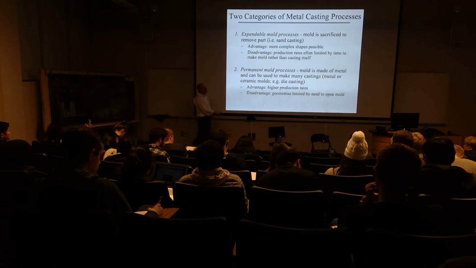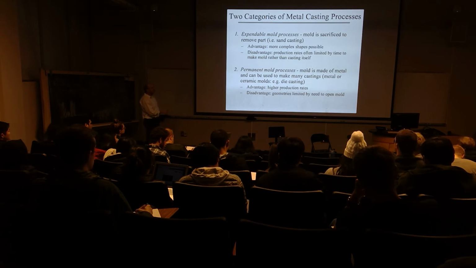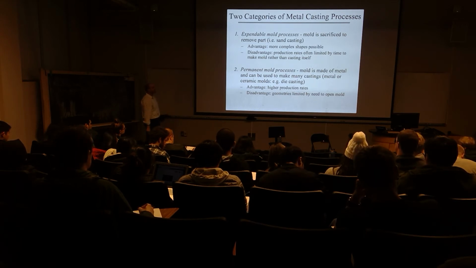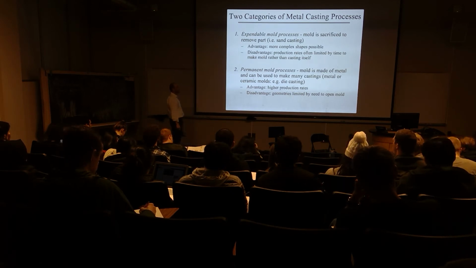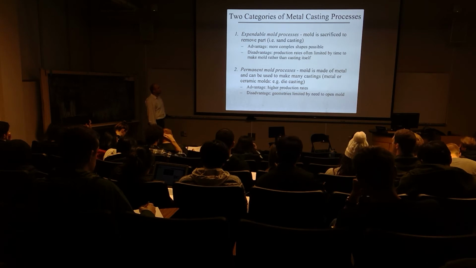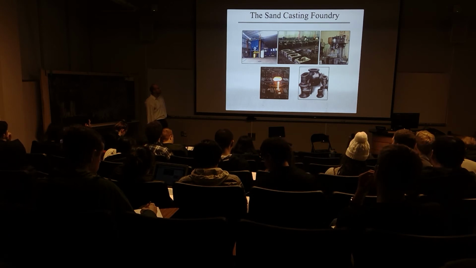But in a permanent mold process, the mold is made of metal, a higher melting point metal, or a non-metallic material. For example, a ceramic mold can be used. The advantage is very high production rates, but the problem is that the geometry, or the level of detail, is lost, because you have to be able to remove your part without damaging the part itself.